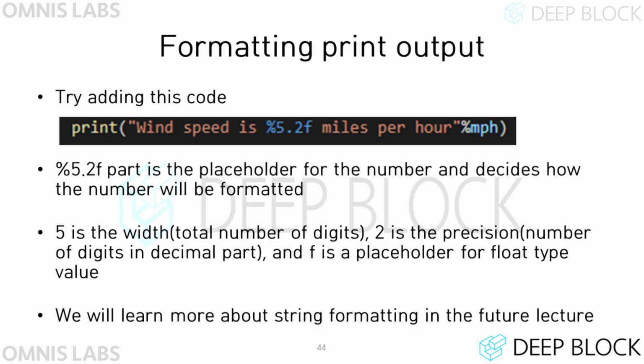%5.2f is a placeholder for the value of mph, which indicates in what format the value of the variable mph will be displayed. 5 means that the minimum space occupied by a number is 5 spaces. 2 means the limit on the number of digits after the decimal point is 2. F is used to indicate that float type value is placed in place of %5.2f. It's okay even if you cannot understand well now. You will learn more about formatting in another lecture.